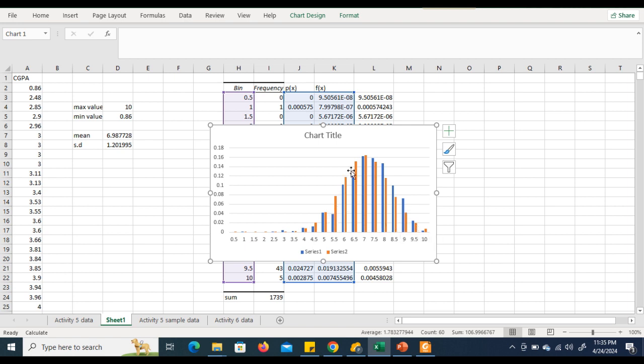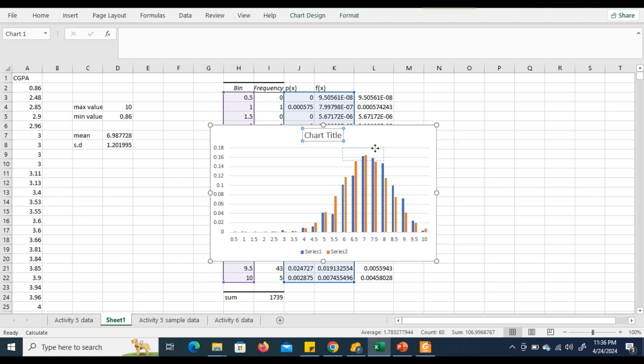So you can see here the nature of this curve is approximately normal only. And if you remember, in the central limit theorem we have discussed that every distribution tends to the normal distribution when the sample size is large. Although here we have considered 1739 entries, the approximate nature of the curve is normal only.